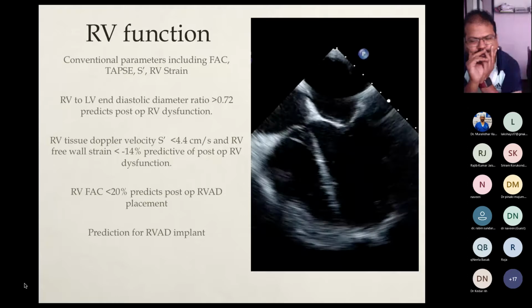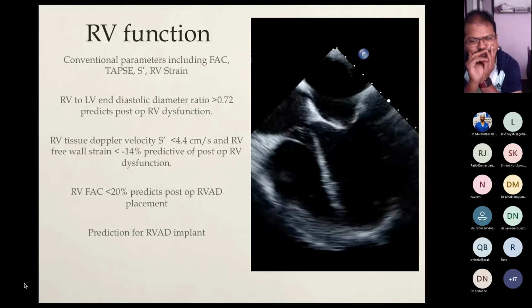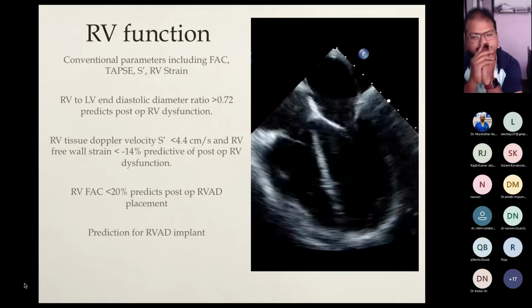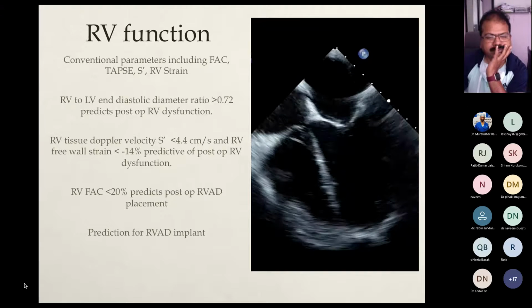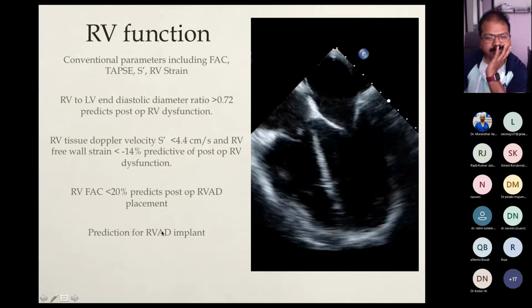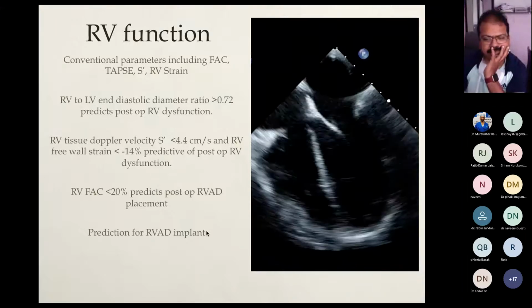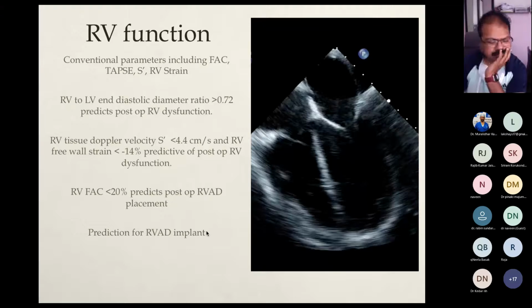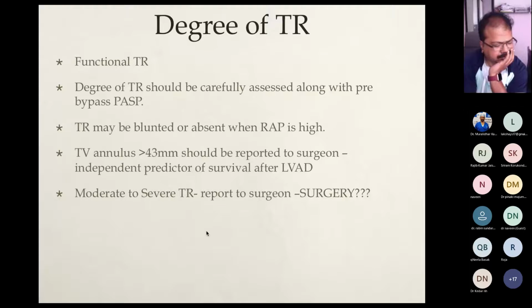In most of the patients who are going to have an LVAD, their fractional area change is around 20 to 30%. But those patients with FAC of less than 20% are predicted to possibly need an RVAD post-operatively as well, to support the RV. So prediction of RVAD implant not only depends on the echo, but also on whether the patient has preoperative high bilirubin, altered liver function, or kidney function. These patients are more likely to get an RVAD along with the LVAD for RV dysfunction. Degree of TR is very important in these cases.